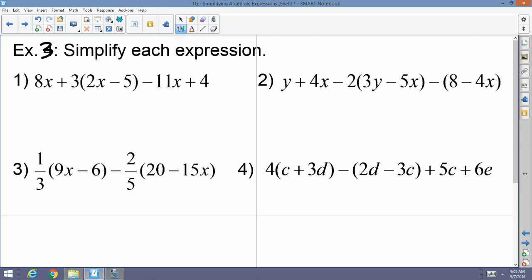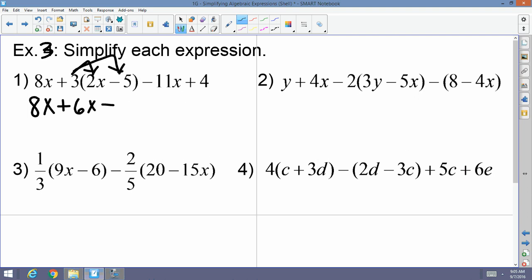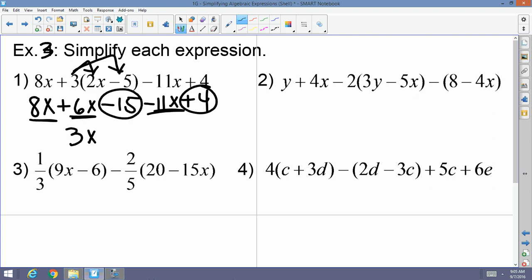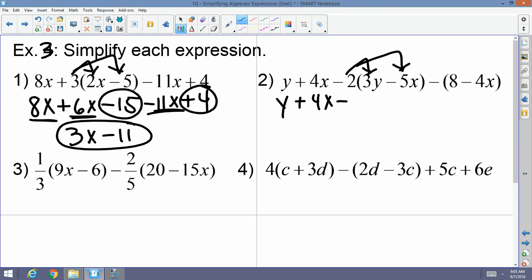So let's do it. I have here 8x plus 3 times 2x is 6x, minus 15 minus 11x plus 4. Add like terms. 8x plus 6x is 14x, minus 11x is 3x. Negative 15 plus 4, they're the only constants. Constants are always like terms. Minus 11, I'm done. I have here y plus 4x, distribute, minus 6y plus 10x, distribute.